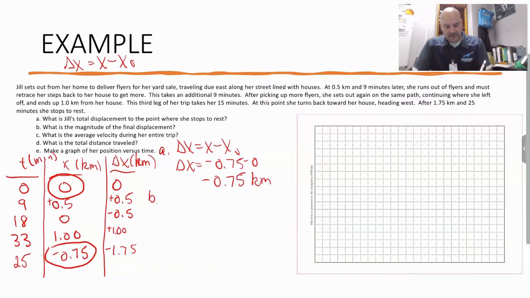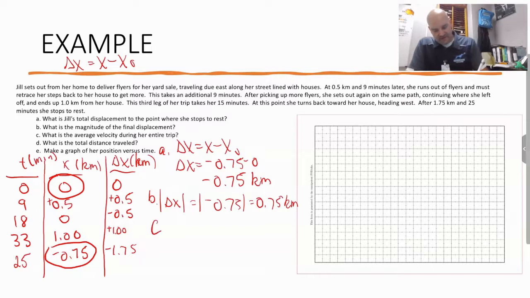So there's A. B is going to be what is the magnitude of her final displacement. So magnitude is simply removing the sign, or the absolute value of what we have, right? So the magnitude of her displacement is going to be 0.75 kilometers, right? Part C, the average velocity of her trip.